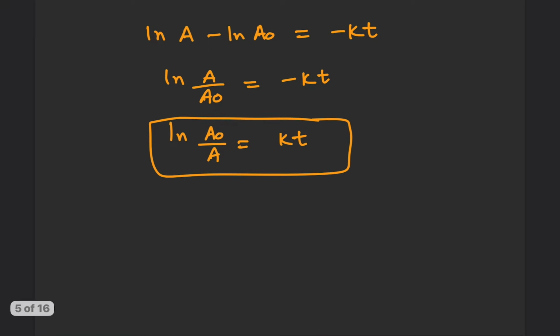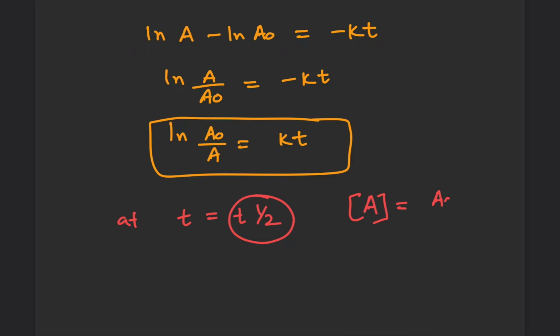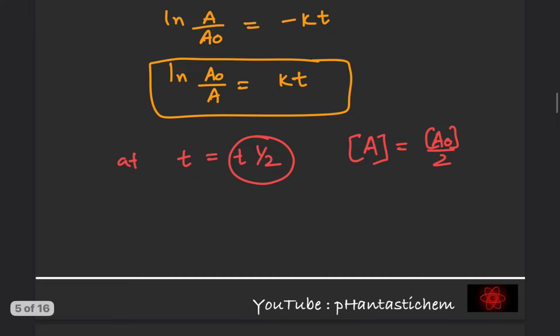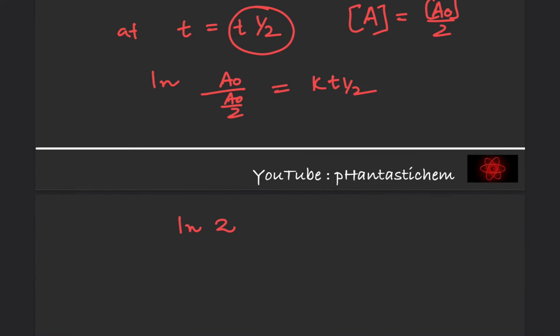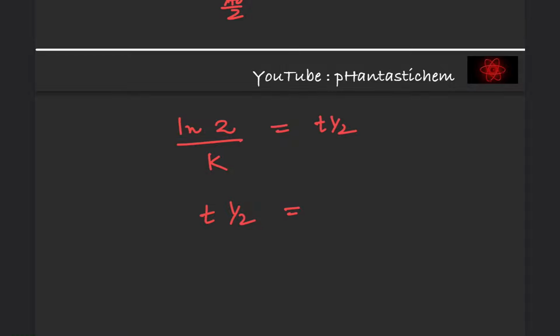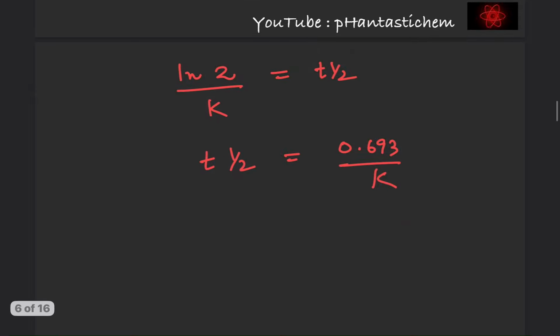We know that at T equal to T half, the concentration at half-life is half of the initial concentration. That is, concentration of A is half of the initial concentration, right? So substituting these values in this equation, we get ln of A naught divided by A naught by 2 is equal to K into T half, right? So we get ln 2 is equal to K into T half, and ln 2 by K is equal to T half. So you can see T half is ln 2, that is 0.693, by K. So you can see T half is independent of the initial concentration A naught. There is no A naught term in this equation.